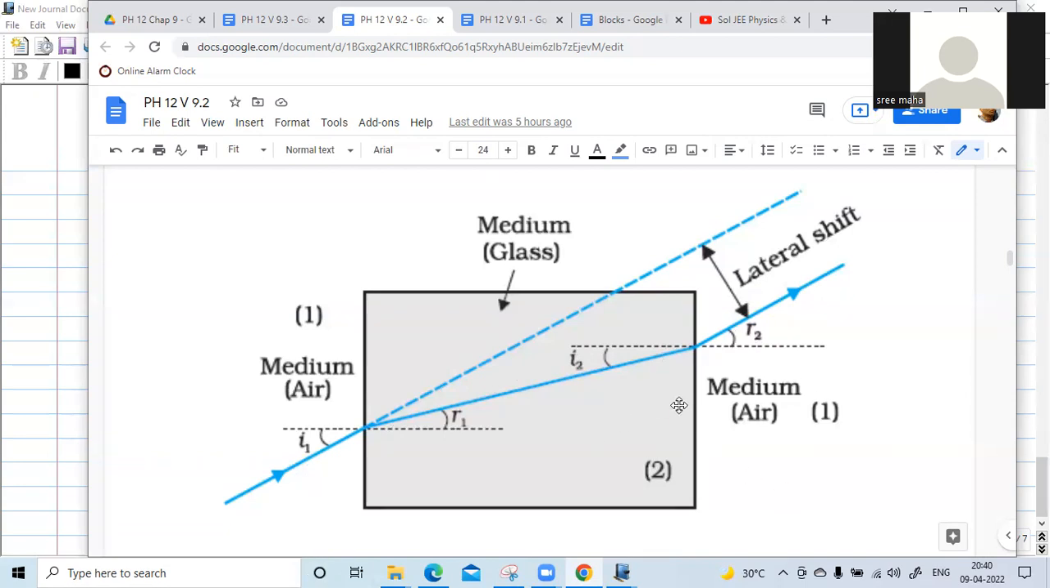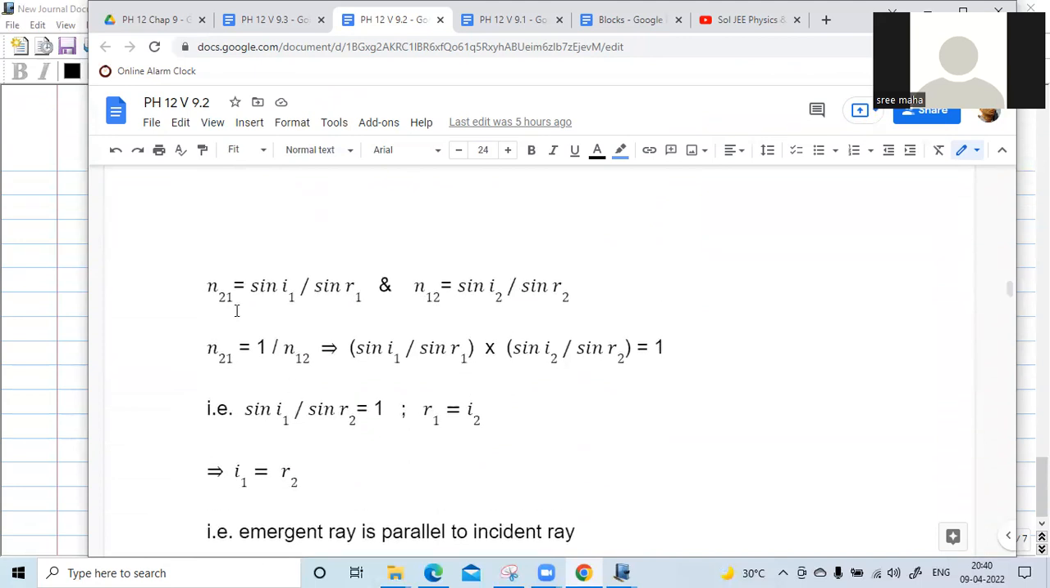Here the first medium is 1 and the second medium is 2. Here the first medium is 2, second medium is 1. So the same steps are applied here and here. From that you get r2, i2, i1. So for the first interface Snell's law gives this one. For the second interface Snell's law gives this one.